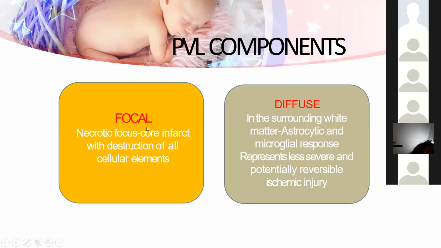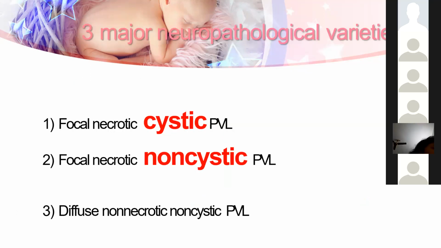Whenever there's a focal necrotic injury, this injury heals in 2 ways. This is a liquefactive necrosis, it doesn't have coagulative necrosis, doesn't have anything to do with coagulation. It is generally happening in soft tissues because the brain is soft. So whenever this necrosis heals, it can heal with the formation of a cyst or without the formation of a cyst. So if you look at it, PVL is of the following types: focal necrotic cystic PVL, focal necrotic non-cystic PVL.